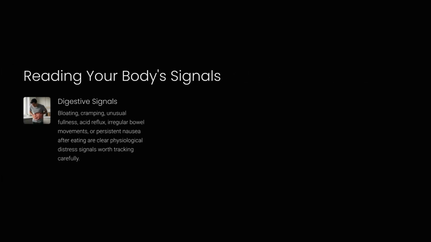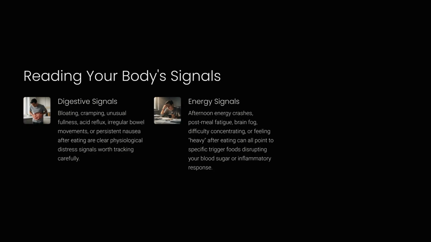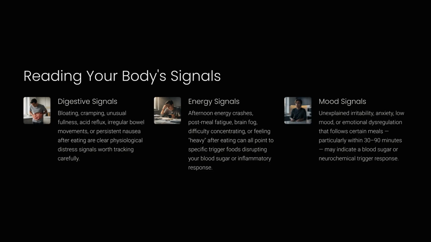Pay attention to your body's signals. Digestive signals include bloating or cramping. Energy signals manifest as afternoon crashes or brain fog. Mood signals can be unexplained irritability or anxiety following a meal. Tracking these helps pinpoint which triggers are active.